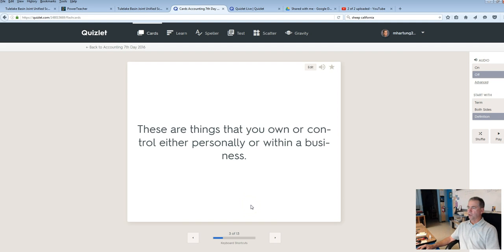These are things that you own or control either personally or within a business. And those are assets. Those things, tools, resources that you use in order to conduct business or to run your life. Such as a car. A car is a personal asset. It could also be an asset of a business.